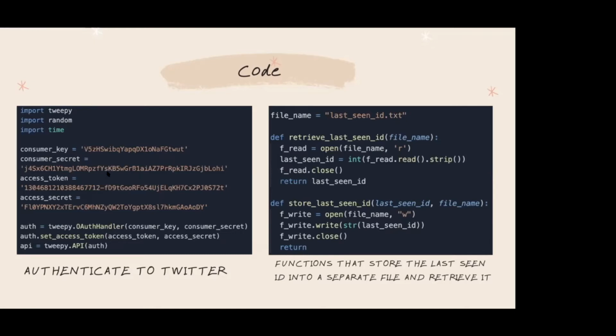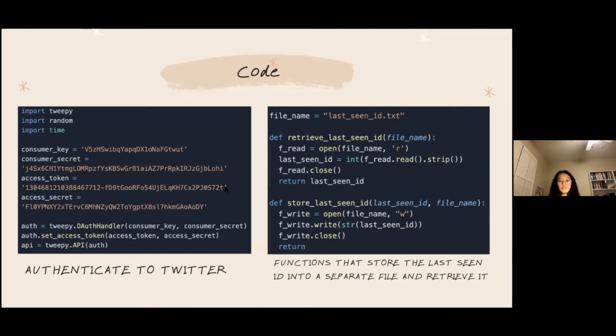So on the right here are functions used to store and retrieve the last seen ID from a file. In Twitter, every single tweet you send out has its own unique tweet ID. And what my bot does is that it collects the IDs of the tweets that mention my bot in order to use those IDs to tweet back at tweets that mention the bot.